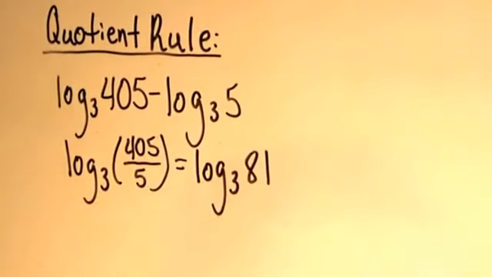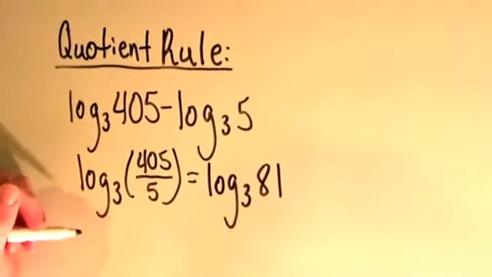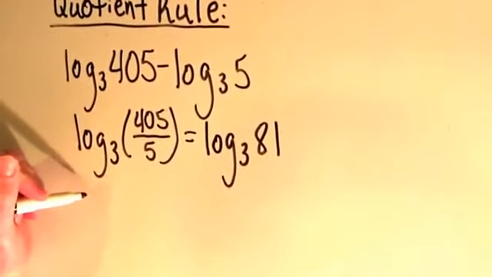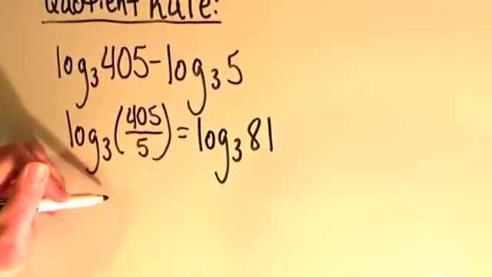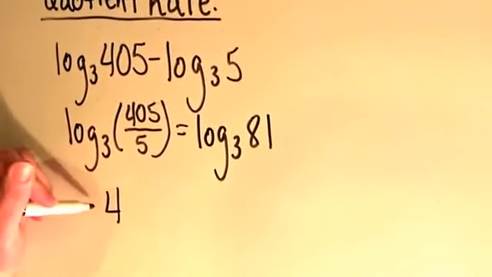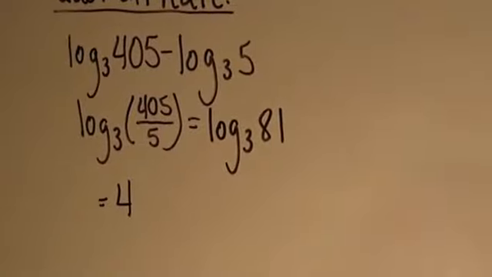And if you know your multiplication, you'll know that 3 times 3 times 3 times 3 is 81, so it is 4, because 3 to the 4th is 81.